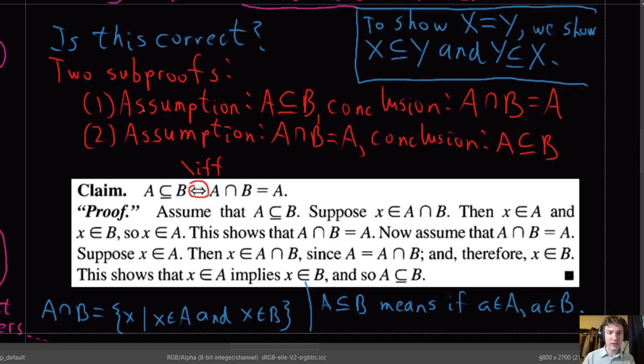As you read the proof to tell if it's correct, you should be looking for two pieces. One piece should assume A is a subset of B, and then it should show these two sets are equal, but that subproof itself has two sub-subproofs, because to show two sets are equal, we have to show each is a subset of the other. So this first proof should have two subproofs. The second subproof should assume that these two sets are equal, and then prove that A is a subset of B. That second one doesn't have two sub-subproofs, because to prove the conclusion, we just need to use this definition down here at bottom right to show that whenever x belongs to A, x belongs to B.